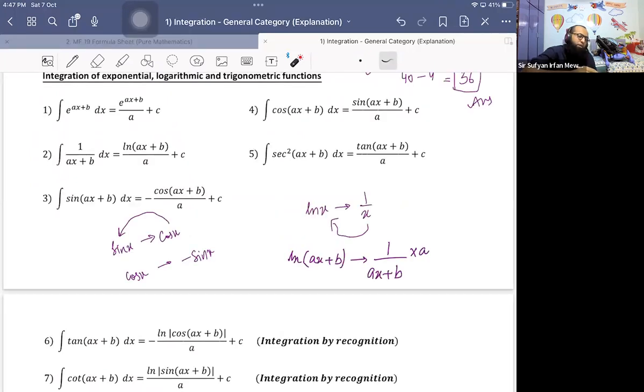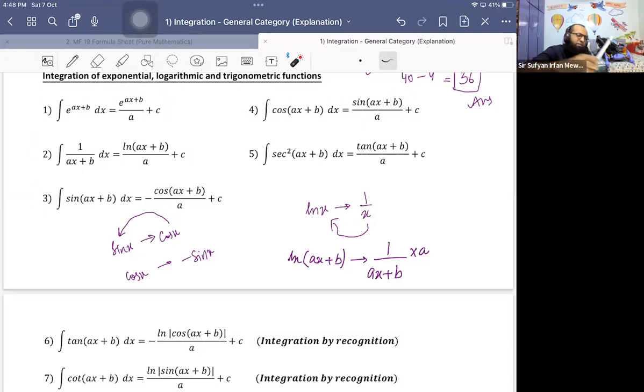So e power ax plus b is e power ax plus b upon a plus c. 1 upon ax plus b is ln ax plus b upon a plus c. Sine of an angle is integrated and becomes negative cos angle divided by the differentiation of the angle. But again, the angle will always be a linear function. In differentiation, there is no such restriction of being linear. The power of the exponential function could be a non-linear function. The angle on which sin, cos, tan is being applied is also a linear function.